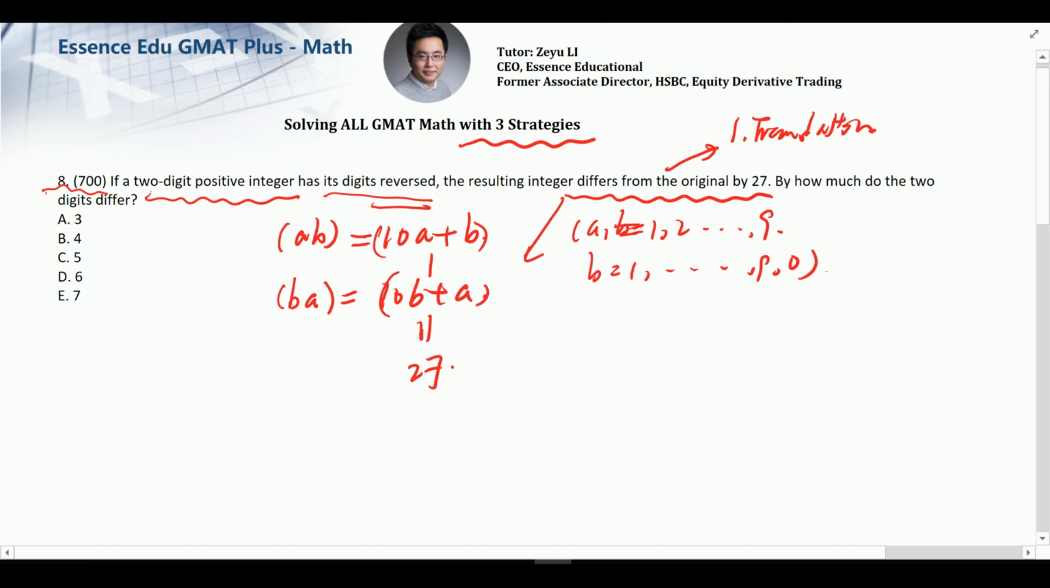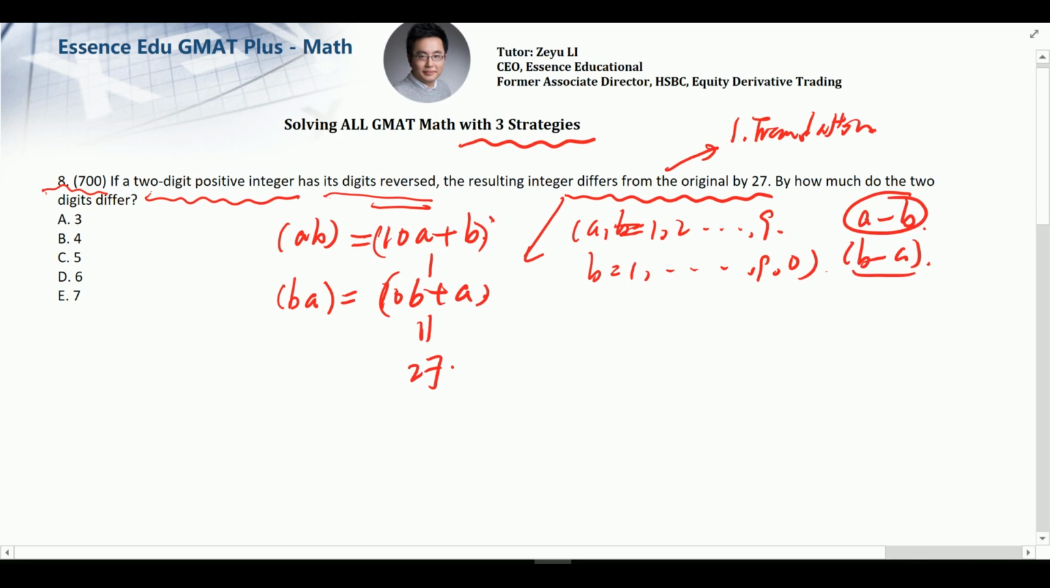That is the translation of this sentence. Then the question is asking how much the two digits differ. It is asking A minus B or B minus A. What is the difference between these two digits? He didn't tell you which one is larger, so both are possible. Let's take a look.